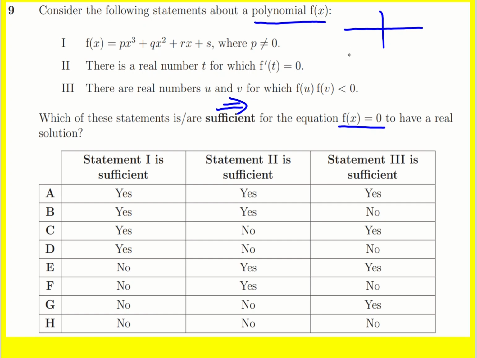And the answer is yes, because it must start either at minus infinity or end at positive infinity. So at some point it's got to cross the axis. It may cross more than once, but we're just interested in having a real solution. Or if it was a negative one, it's going to have to cross to get to here. So 1 is sufficient.